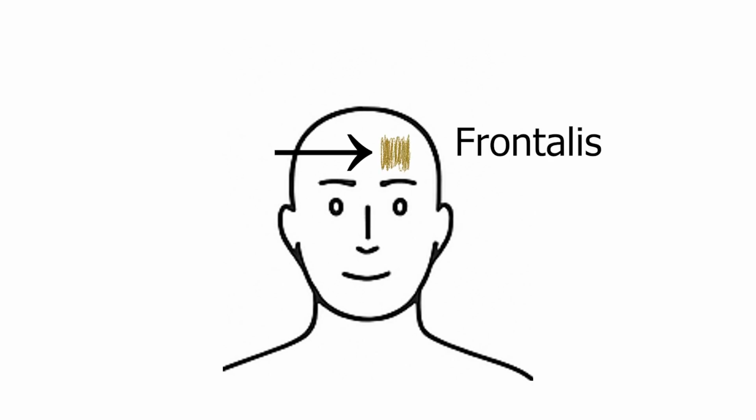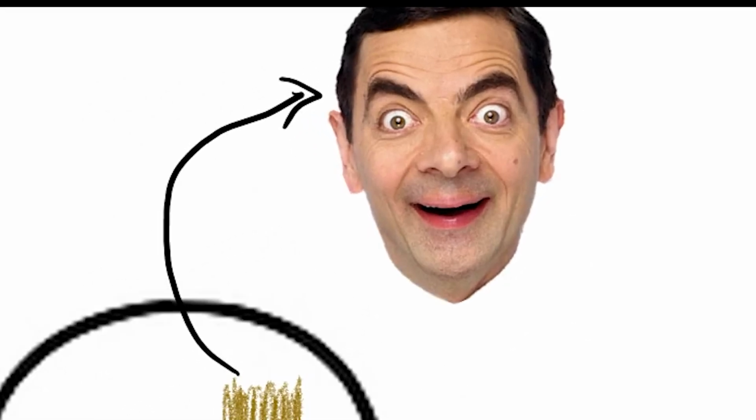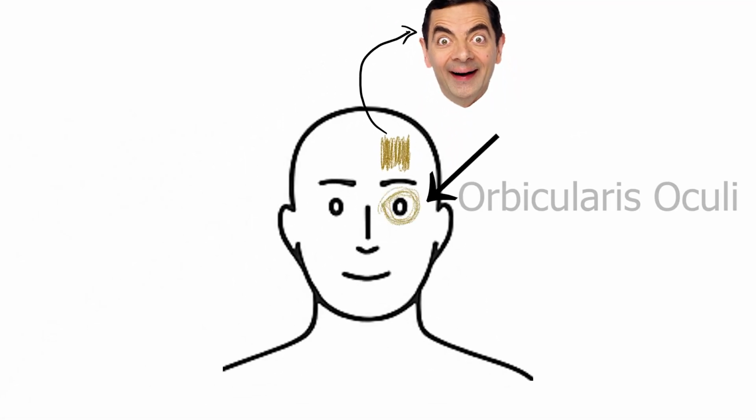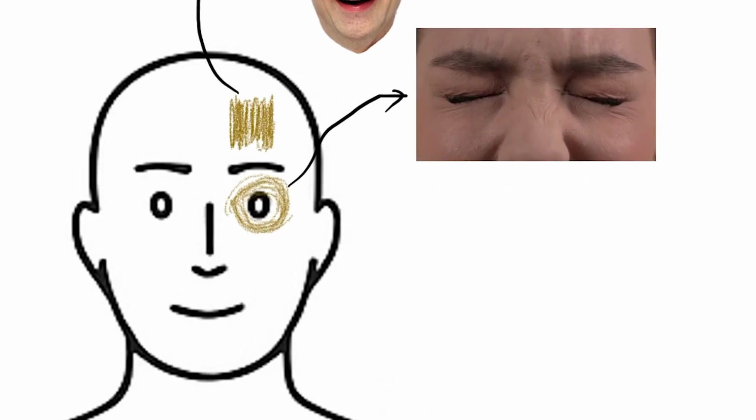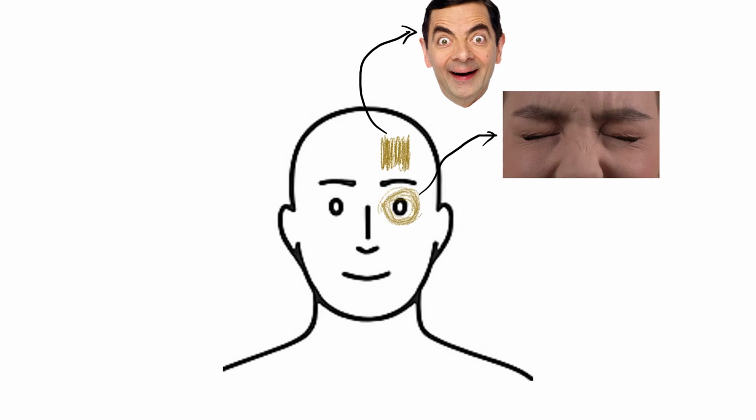This is the frontalis muscle. When this muscle contracts, it will cause transverse wrinkles on the forehead. You can have a look at the symmetrical transverse wrinkles in the forehead of this Mr. Bean character. Over here you have the muscle orbicularis oculi, and this muscle will cause blinking as well as closing the eyelids forcefully shut like this.